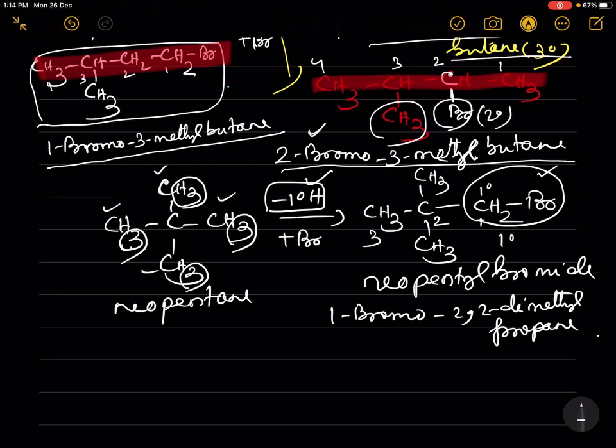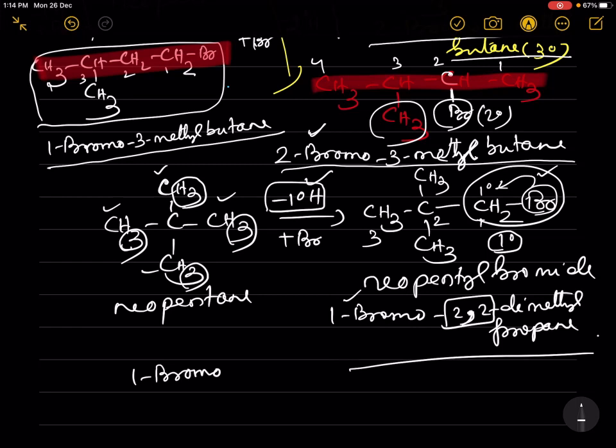primary haloalkane. This is a primary haloalkane because the halogen atom is attached to a primary carbon. 1-bromo-2,2-dimethylpropane. Between two locants, a comma should be inserted, no hyphen. And this is one word. First letter is capital. 1-bromo-2,2-dimethylpropane.